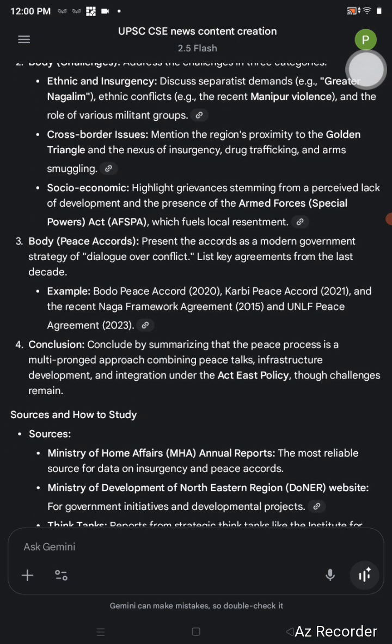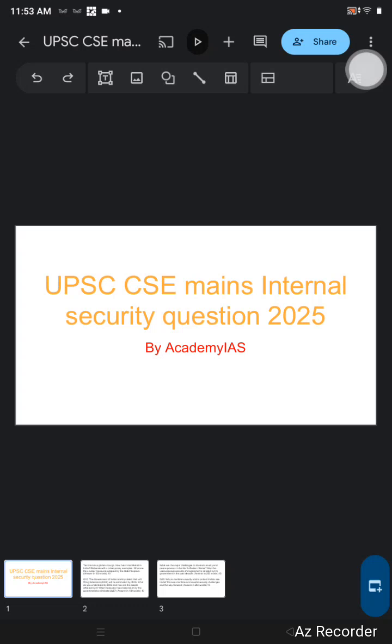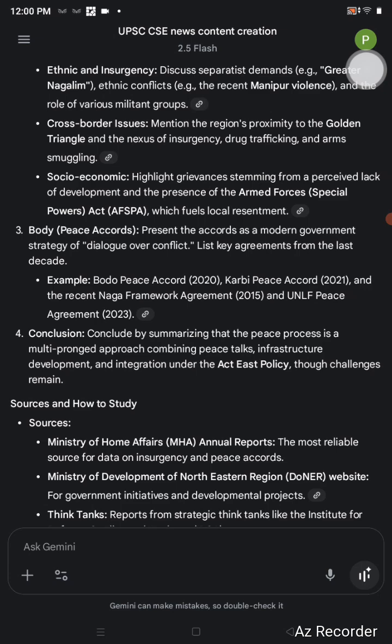So in conclusion, how can we conclude? That's the officer approach. We can conclude by summarizing that the peace process is a multi-pronged approach combining peace talks, infrastructure development, and integration under the Act East policy, though challenges remain. Here we can say we need peace talks so that there is no conflict. We have seen there is a lack of development, so we have to focus on development first, and on integration under the Act East policy.